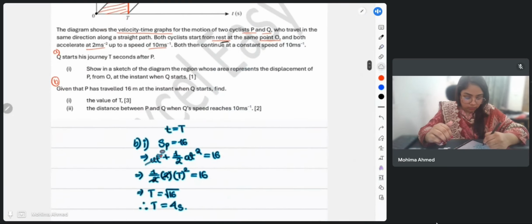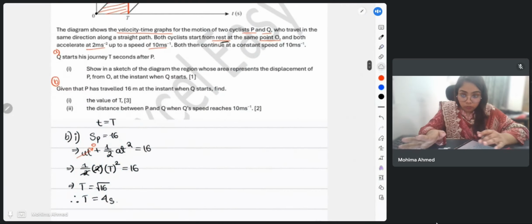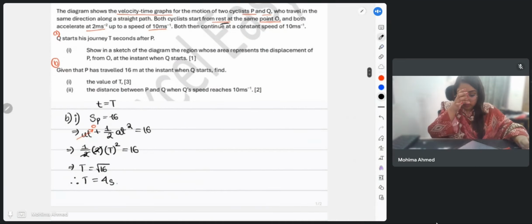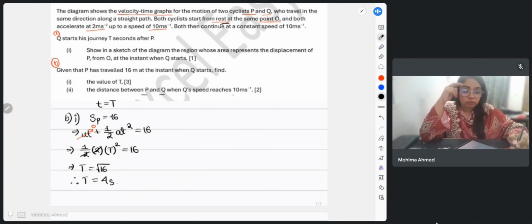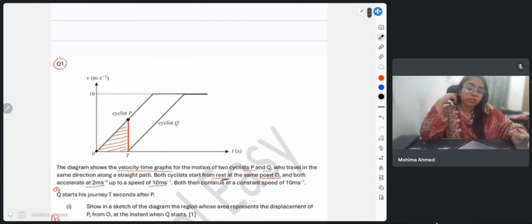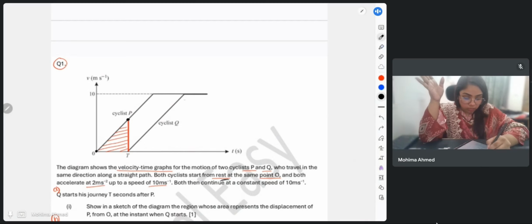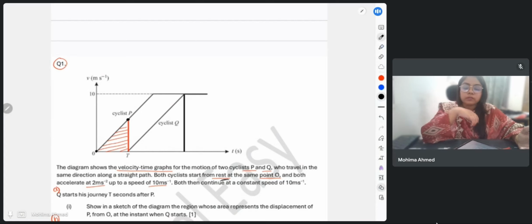So I'm going to take this and write it over here. This was the working for part B1. And then after part B1, it says the distance between P and Q when Q's speed reaches 10 meters per second. They want you to find out the difference between the distances of the two cyclists when Q reaches this 10 meters per second speed. So we can also find that out, but again, we have to label the regions over here. We're only trying to find out this point of time, the time when Q reaches the 10 meters per second speed.